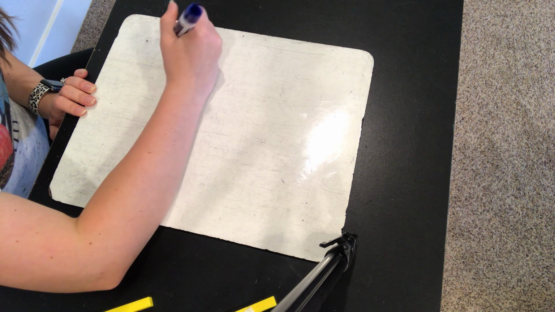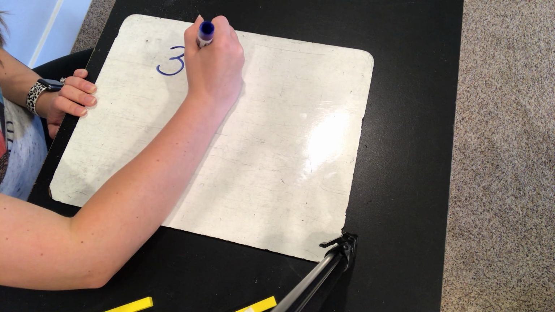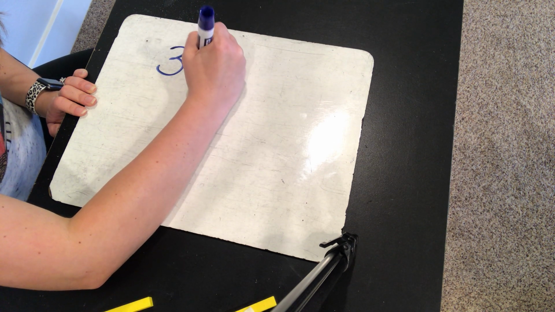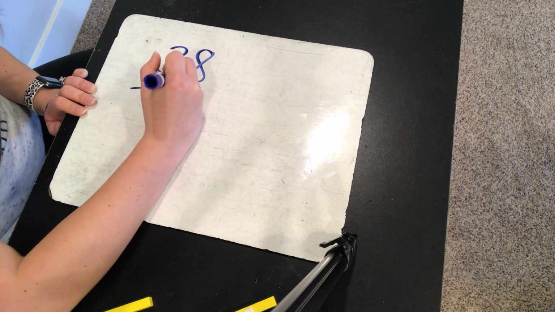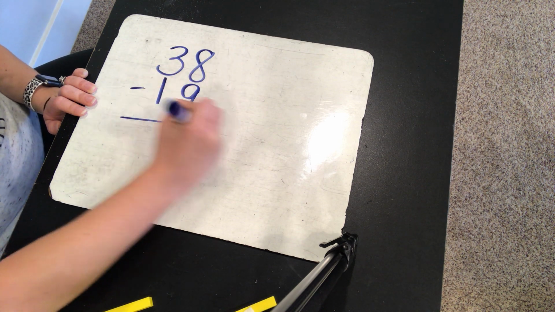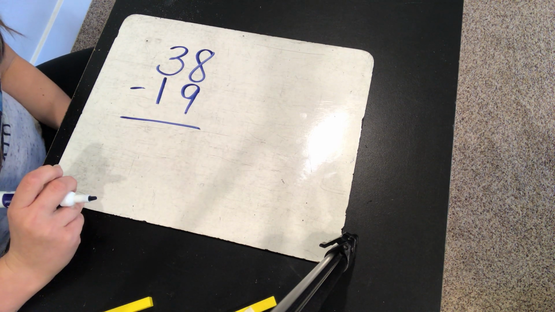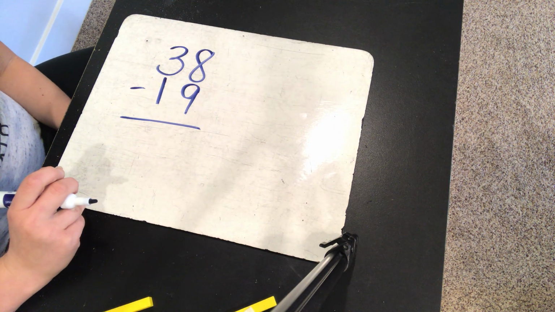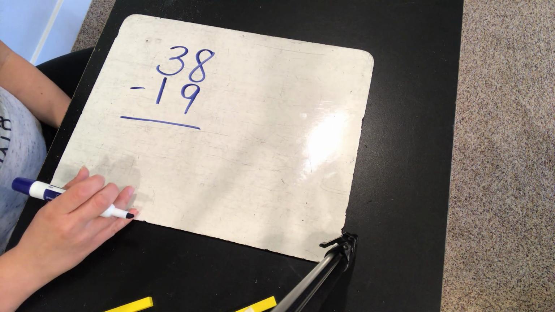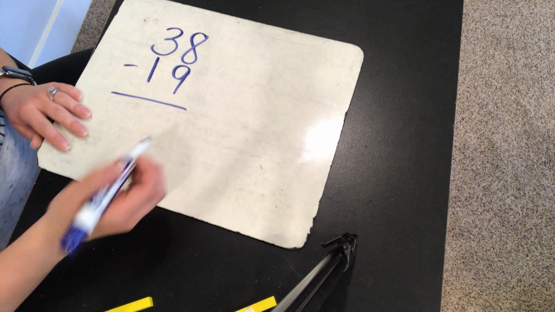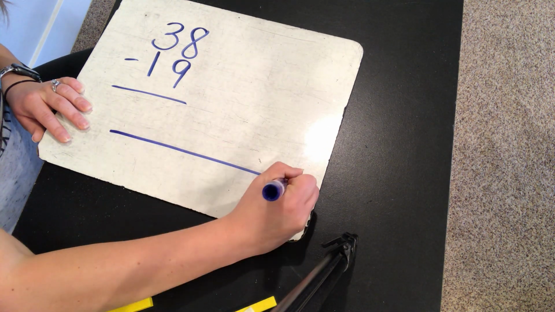All right, how about 38 minus 19? 38 take away 19. All right, so using an open number line, I'm going to draw my number line like this.